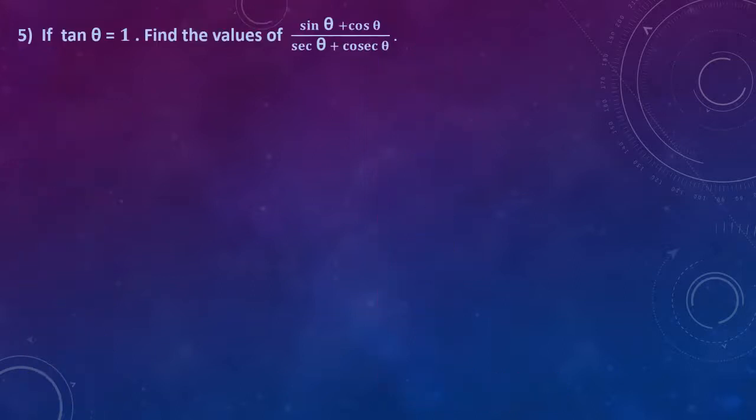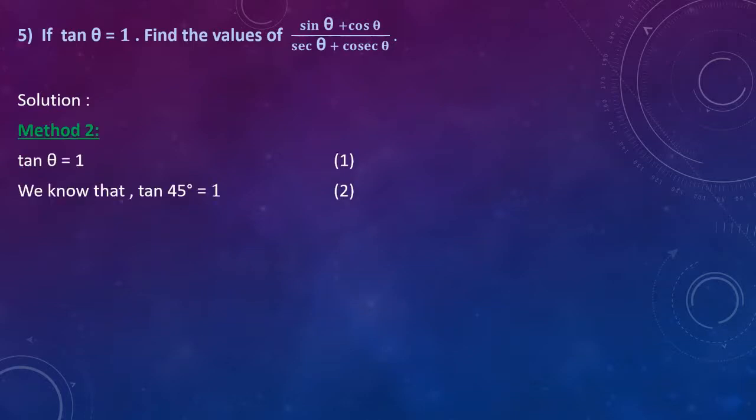Now let us see the second method. Now tan theta is 1. We know that tan 45 degree is 1. So therefore the value of theta is 45 degree here. Now we are going to find out sin 45, cos 45, sec 45 and cosec 45 and then substitute those values there in sin theta plus cos theta upon sec theta plus cosec theta and we will get the value here, or the required answer here.